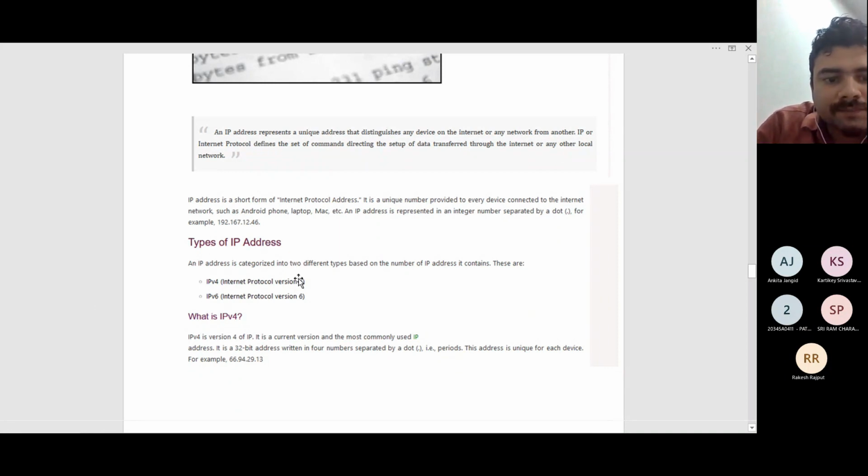Types of IP address: IPv4 and IPv6. So we discuss IPv4. IPv4 is version 4 of IP. It is the current version and the most commonly used IP address. It is a 32-bit address, written as 4 numbers separated by a dot. This address is unique for each device. For example, 66.94.29.13.